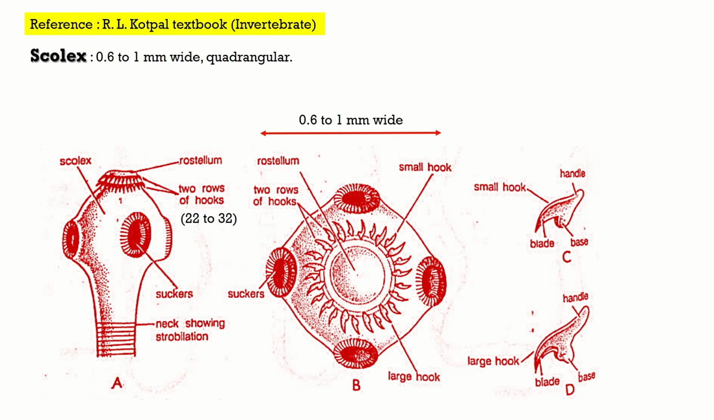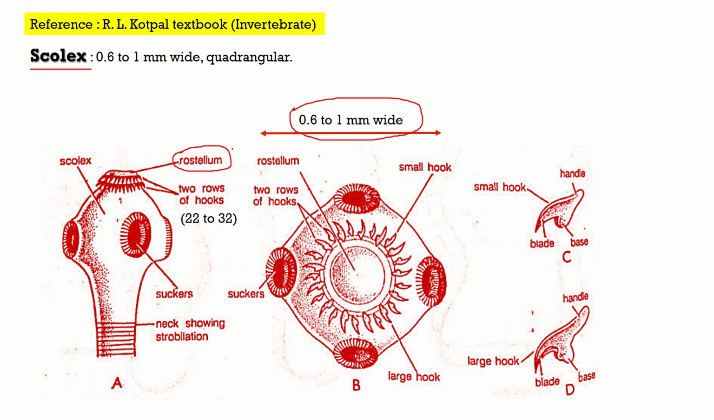The scolex is the anteriormost part of the body of Taenia solium and represents the anterior end of the body. It is about 0.6 to 1 millimeter wide. At the apex there is a rounded, mobile, cone-like structure called the rostellum.